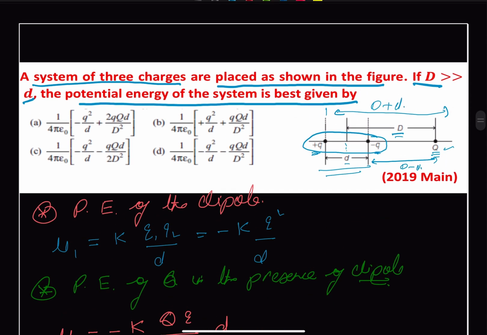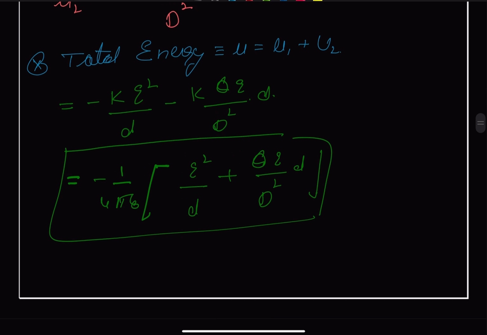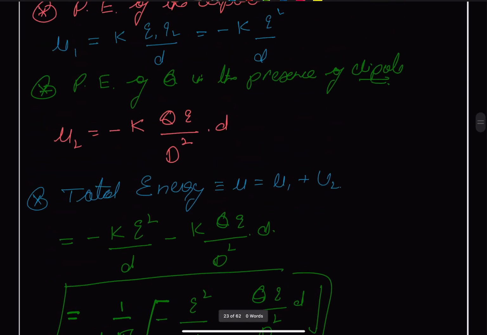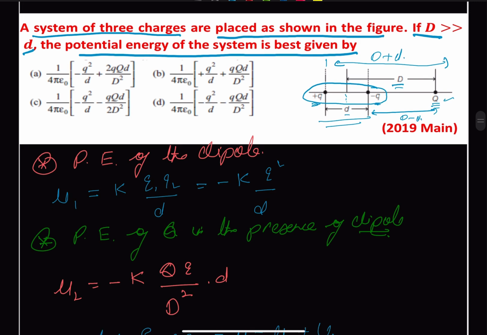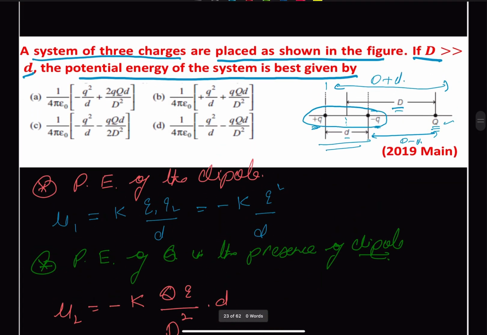So the option is minus of this, and okay, minus is not taken common, so let me write it. This is not taken as common, so this will be minus as well as this is minus. So we have option number D as the correct one.